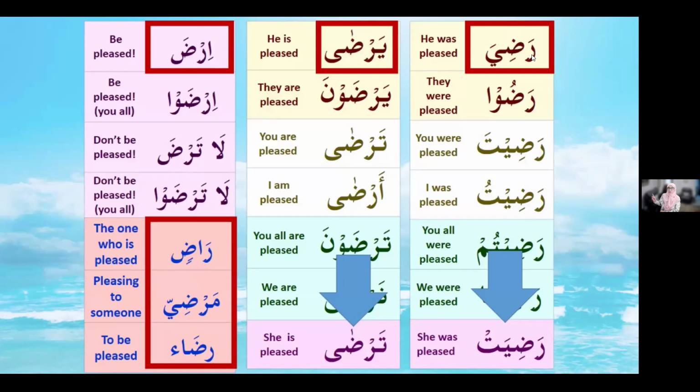We did not do the feminine here, so let's do this. So radiya, radiyat. Look at the arrow down. The pink is for the feminine, and this is masculine. Radiya, radiyat. He was pleased, she was pleased. Radiya, he was pleased. Radiyat, she was pleased.